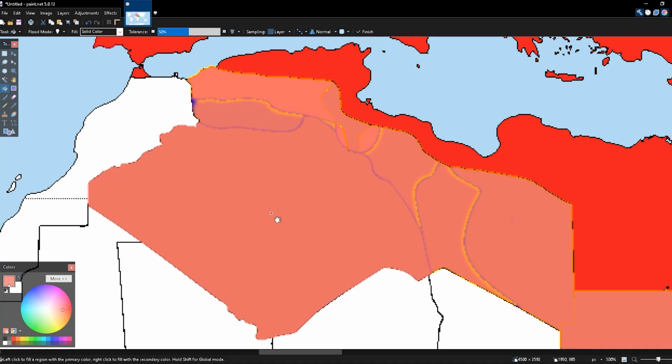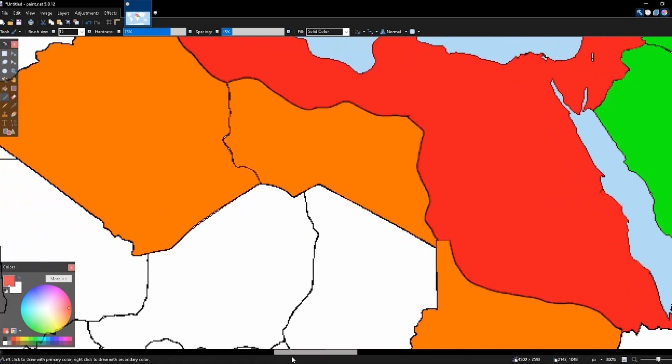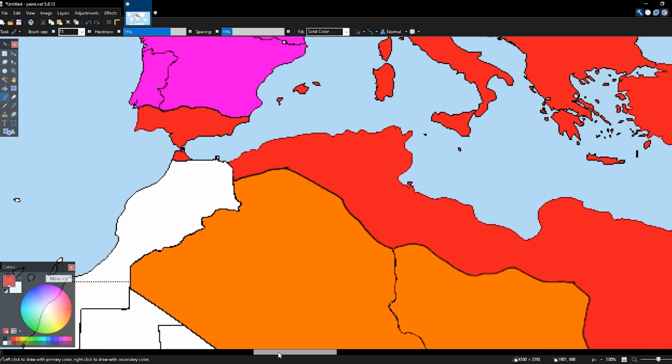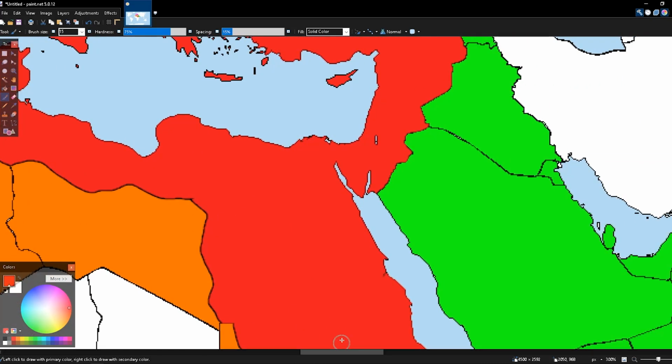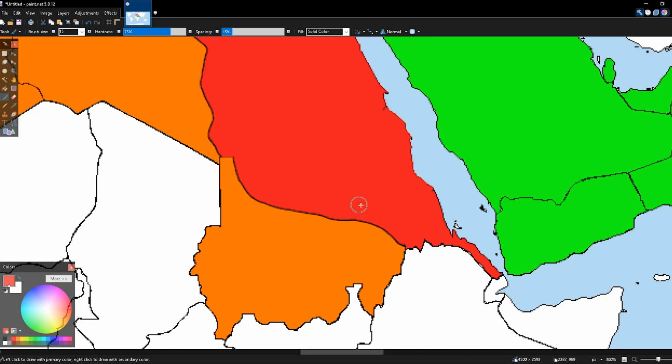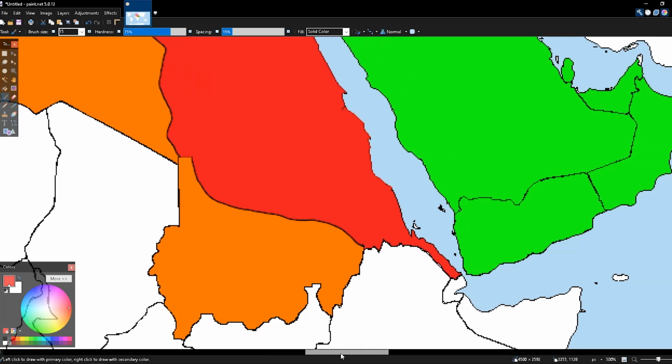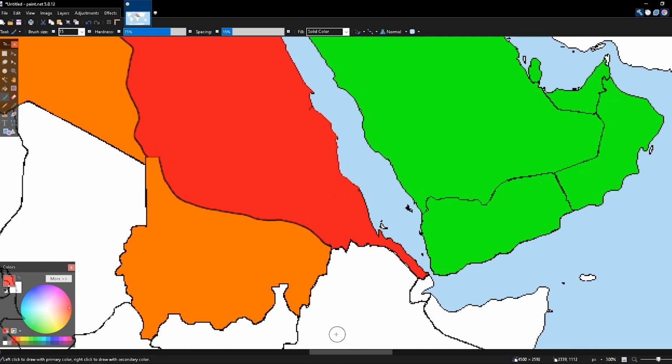Let's take a look at the peace treaty. Alright, seeing this peace treaty right here, Algeria loses some of its land, Libya loses a lot of its land, Sudan loses a lot of its land, and Eritrea is completely annexed.